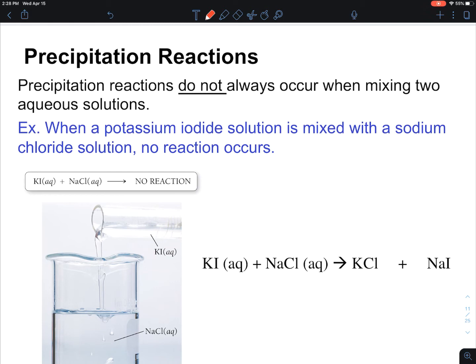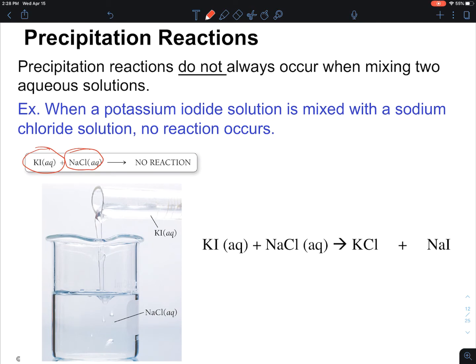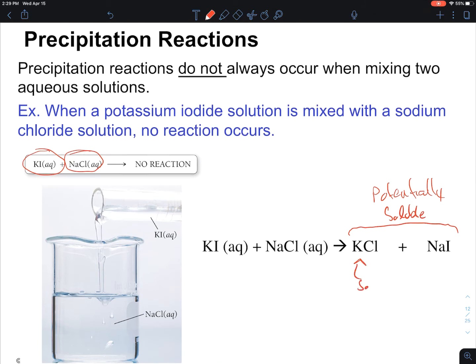Okay, real quickly, I just wanted to show you what it looks like when you have no reaction. So imagine if you mix potassium iodide and sodium chloride, you've got no reaction. The reason for that is when you swap the ion pairs and you make potassium chloride and sodium iodide, these are your potentially soluble compounds. You see that potassium chloride is soluble, and you see that sodium iodide is also soluble. Because potassium chloride and sodium iodide are soluble, you would say, KI aqueous plus NaCl aqueous gives you no reaction.